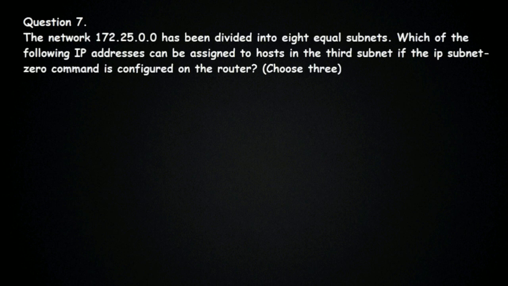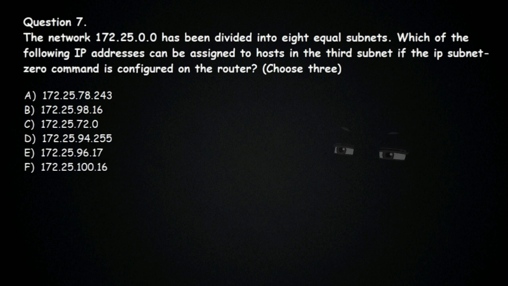Question 7. The network 172.25.0.0 has been divided into 8 equal subnets. Which of the following IP addresses can be assigned to hosts in the third subnet if the IP subnet 0 command is configured on the router? Choose 3. Options. Answers are A, C, and D.